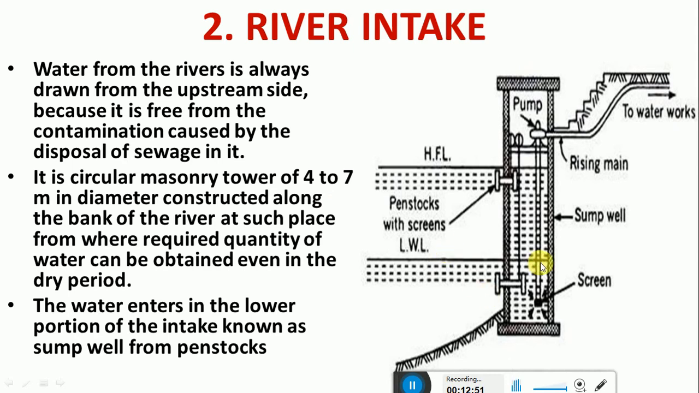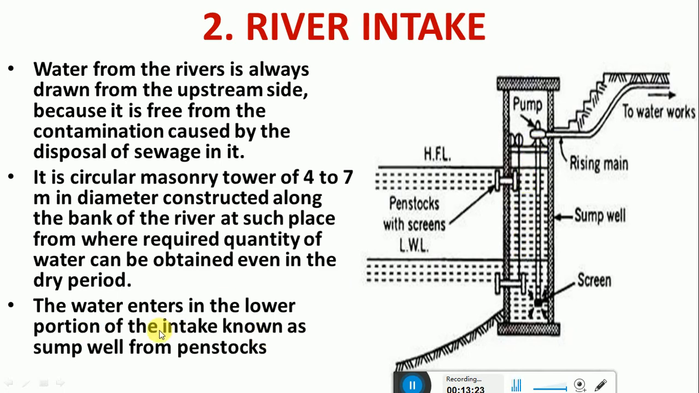Okay, so here water in the river is always drawn from the upstream side, like we have discussed. We should not draw the water from the downstream side where the sewage is discharged. It will usually be a circular masonry tower of 4 to 7 meters in diameter, constructed along the bank of the river at such a place from where the required quantity of water can be obtained even during the dry period.